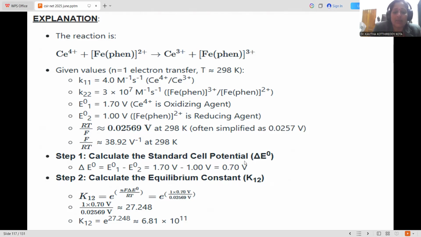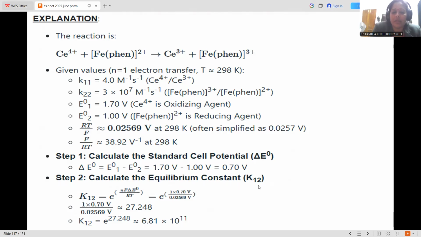Now calculate the standard cell potential. Delta E naught is to be calculated as E1 naught minus E2 naught. Here, for the first one, we have 1.70 volts. For the second compound, the iron complex, we have 1.00 volts. The difference will be 0.70 volts. This is the difference in standard electrode potential, the delta E naught value calculated.